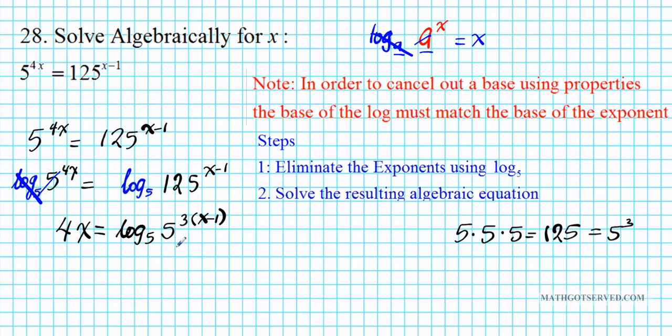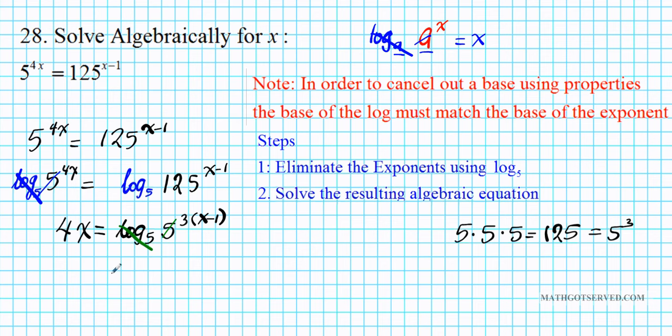Okay, question again, why are we writing this 125? Why are we writing it as 5 to the third? The reason is because we want the base of the exponent to match the base of a logarithm so that we can now cancel out.